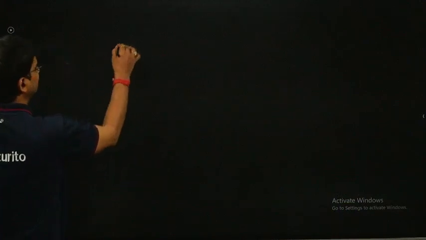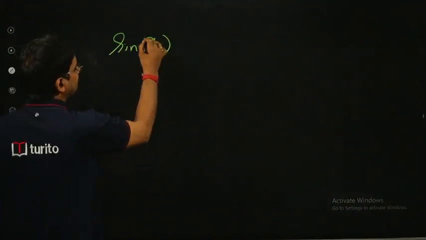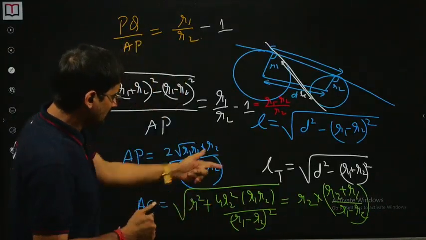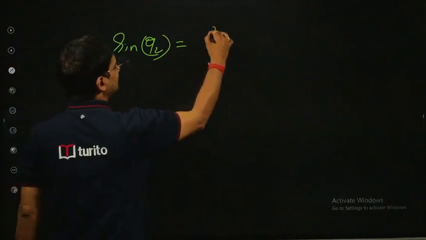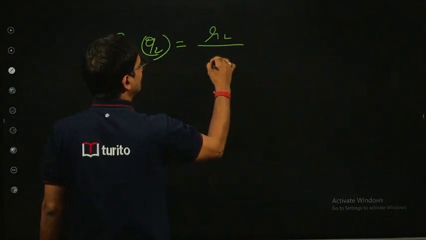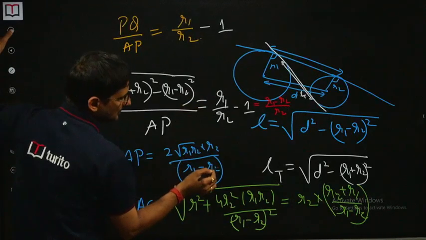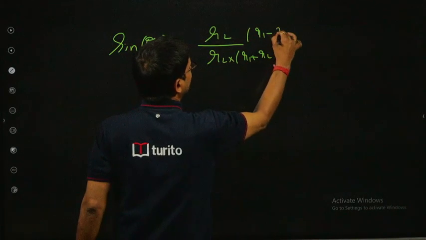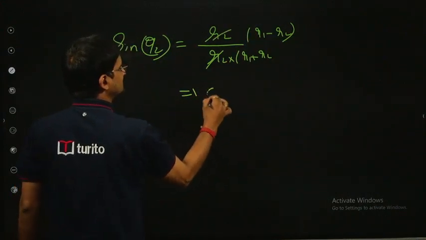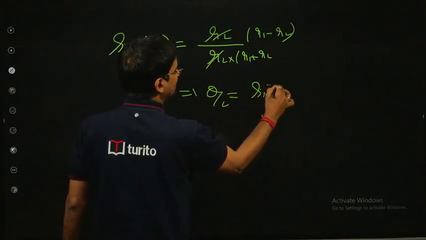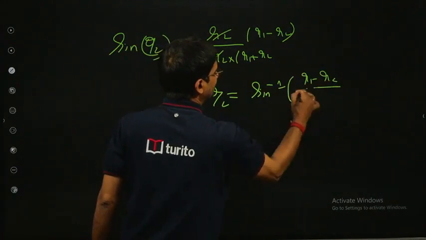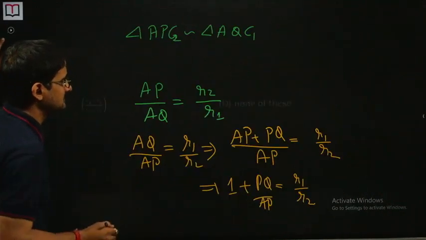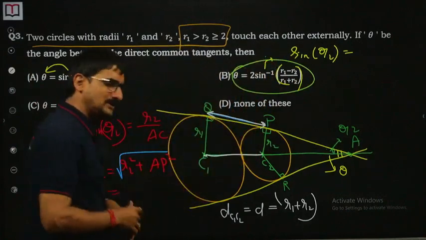So sine theta by 2. I think we may get it in fewer steps, because that day I got it in fewer steps. Now I think we got it, because sine theta by 2 is nothing but R2 upon AC, which gives (R1 minus R2) upon (R1 plus R2), and that should be the answer. So that means theta by 2 is sine inverse of (R1 minus R2) upon (R1 plus R2), and then theta is 2 times this. So that's the option, that's the answer. So finally we got it.